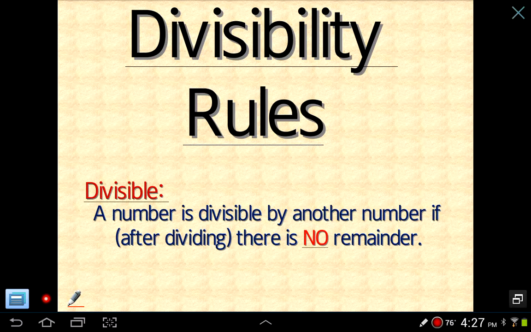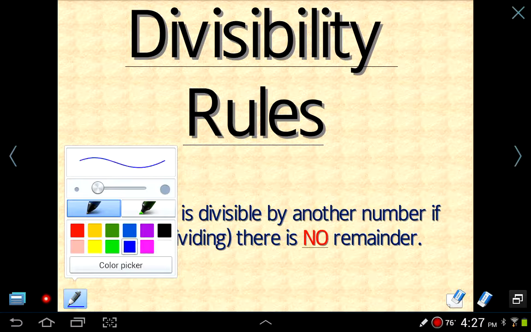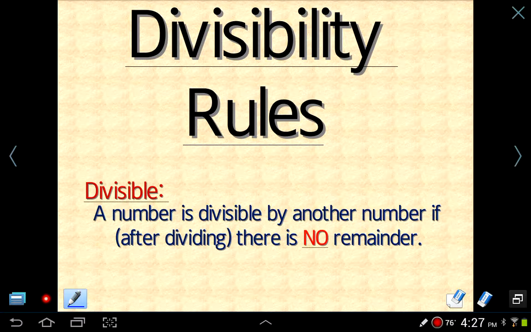Let's go ahead and start off our lesson by defining what divisible means. Divisible means that a number is divisible by another number if, after dividing, there is no remainder at all. So here's some examples. If you take 32 and divide that by 8, you can bet that will not have a remainder. 32 divided by 8 is 4, right?